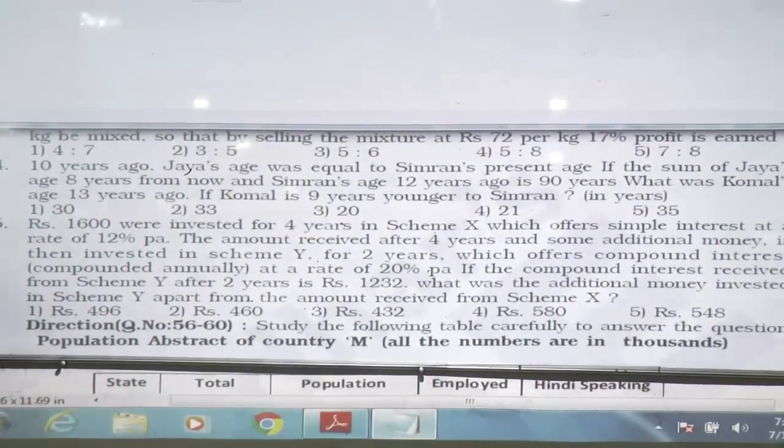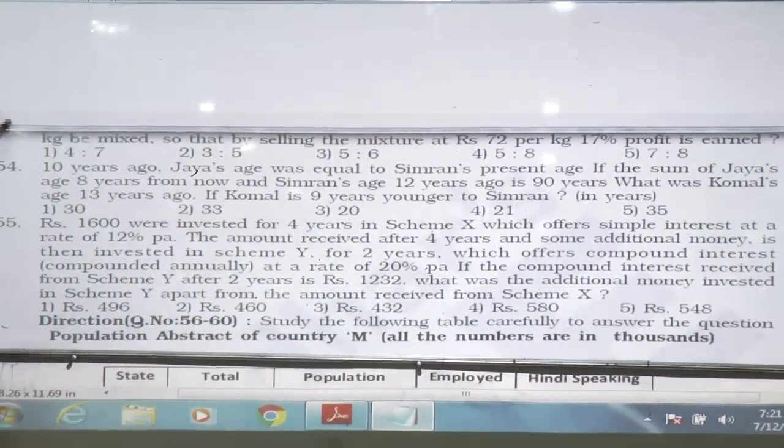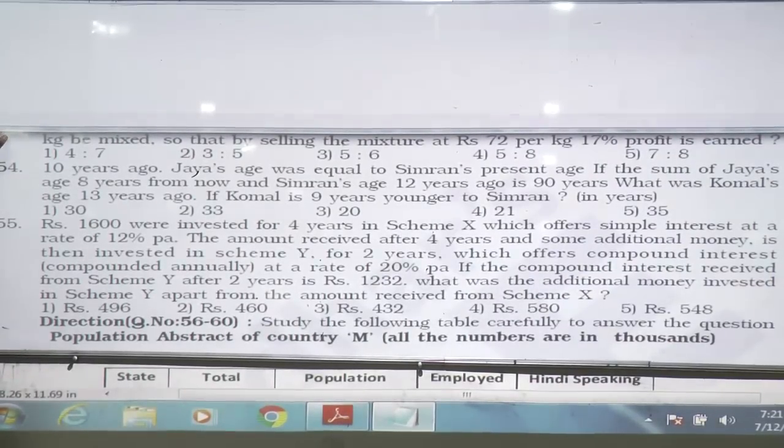10 years ago, Jaya's age was equal to Simran's present age. Simran. She was my favorite heroine once upon a time.